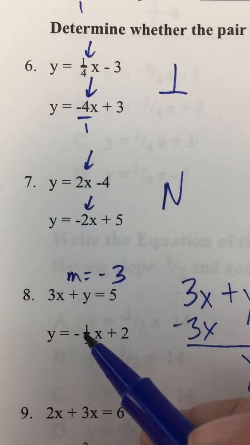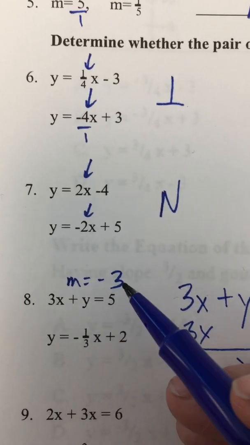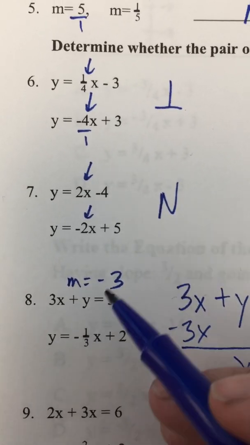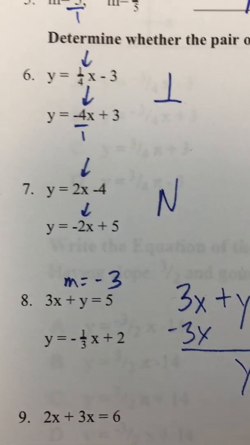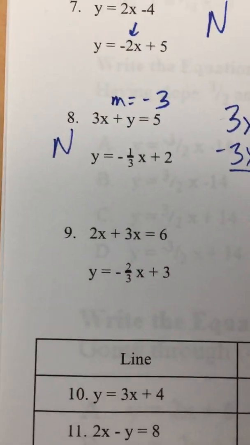So this is -3 and this is -1/3. They are reciprocals of each other. They did get flipped, but do they have the opposite signs? No, they are both negative. So this is a neither. I'm going to put an N over here for neither. Number 9.